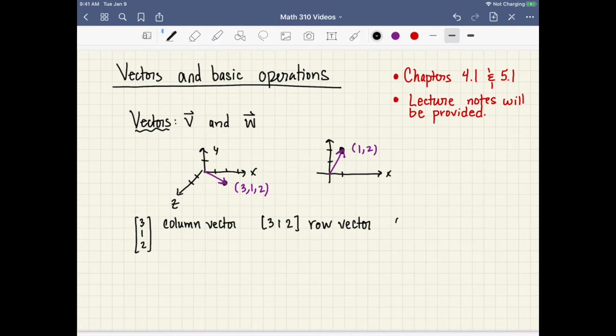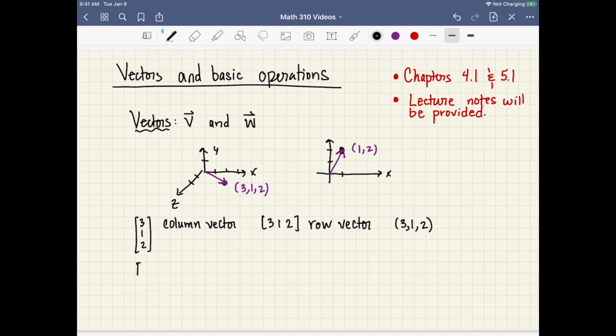So we can also use point notation, 3, 1, 2, the way you would normally denote a point in the x, y, z space. When we draw vectors, we often draw them as arrows the way they're pictured here in purple. They begin at the origin, 0, 0, 0, and they terminate with the arrowhead at the point, here 3, 1, 2.